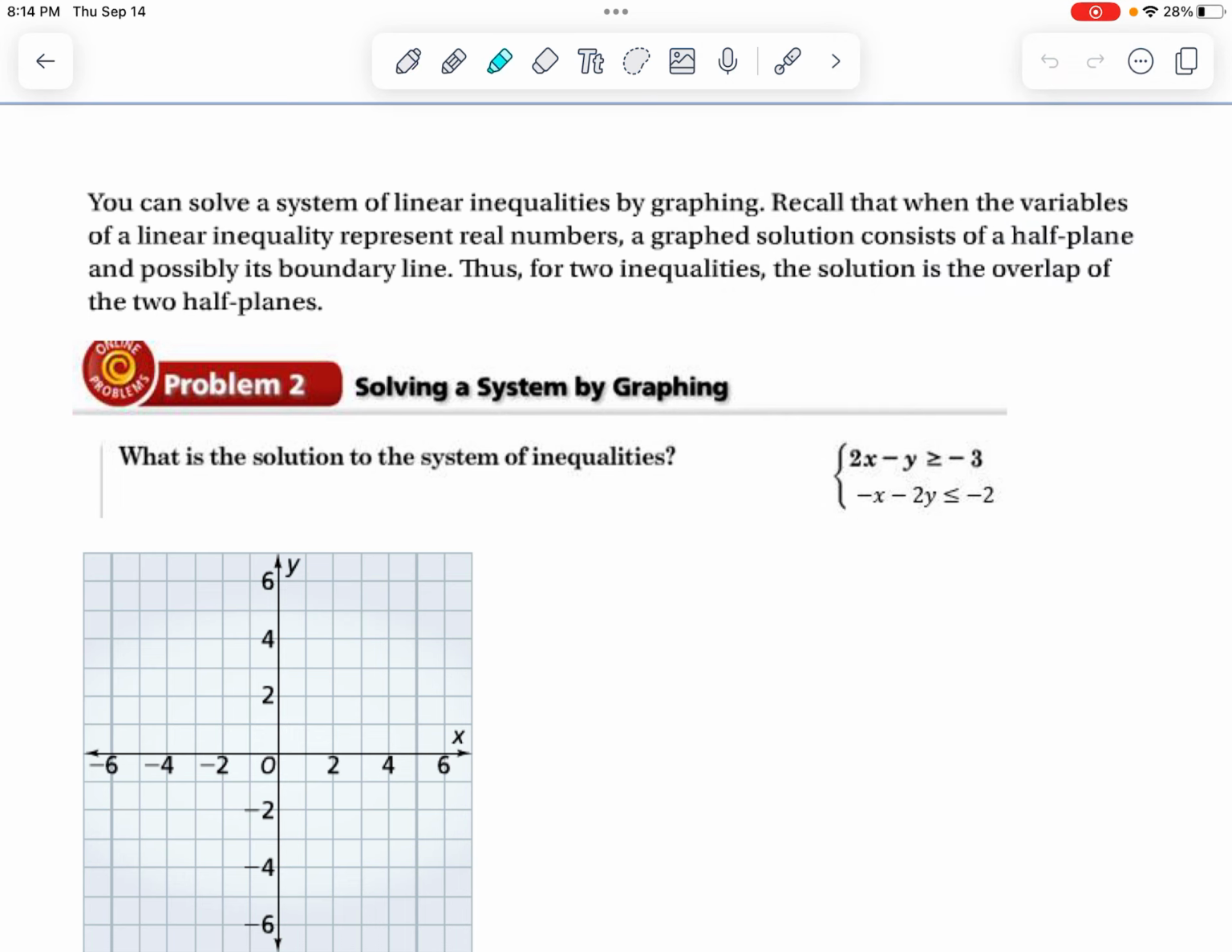Grab my highlighter. You can solve these systems by graphing. Sorry for the background noise if you hear it. I'm at my house. Oh, and there's the cat.